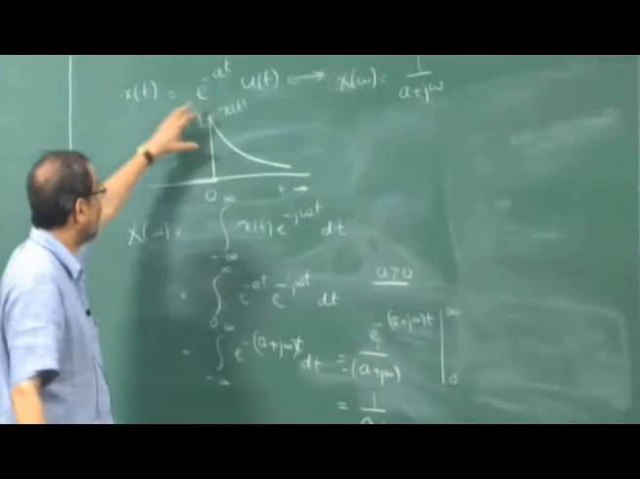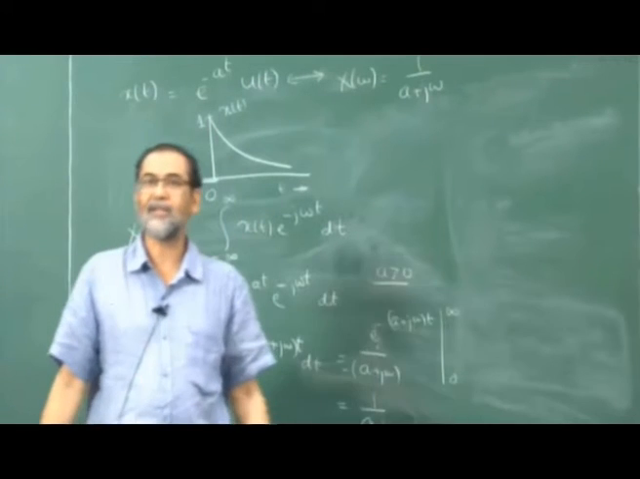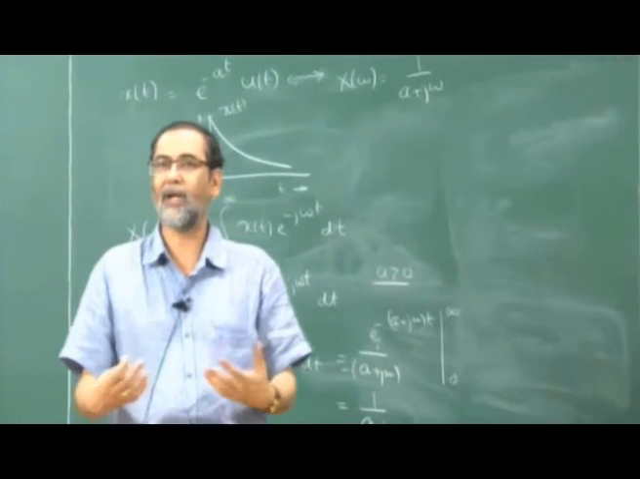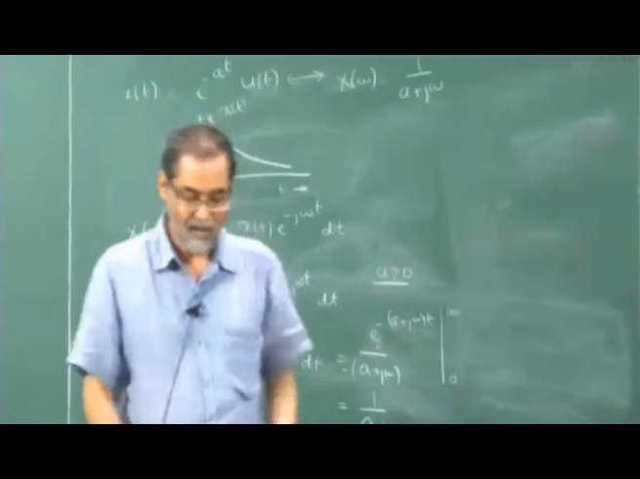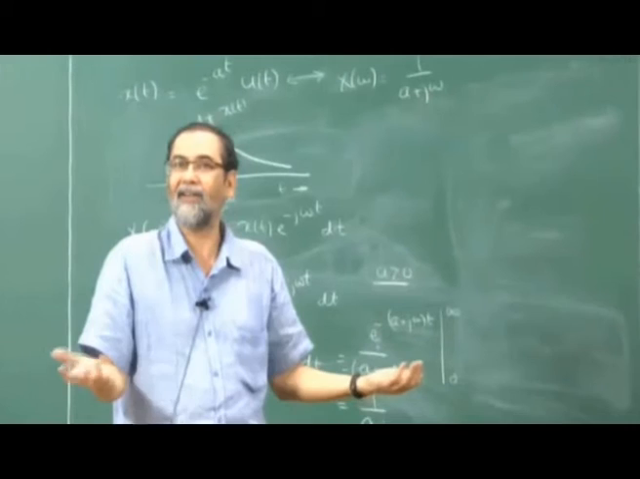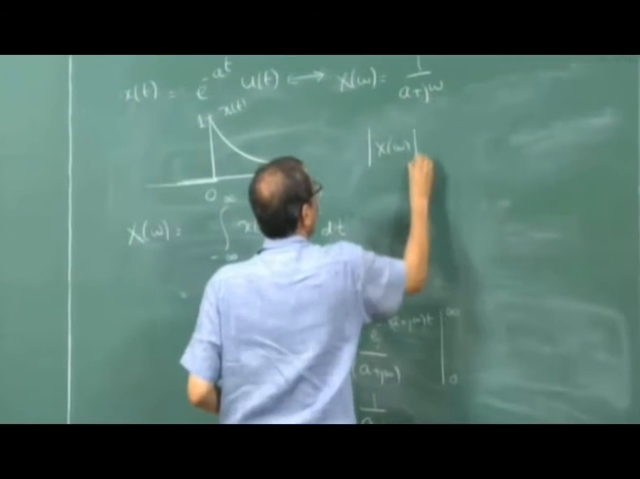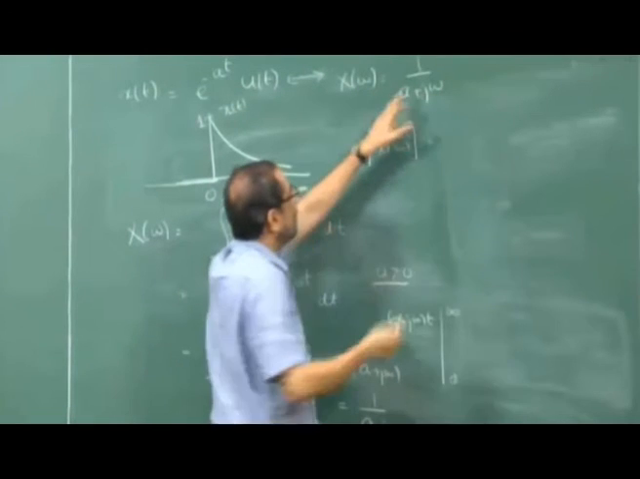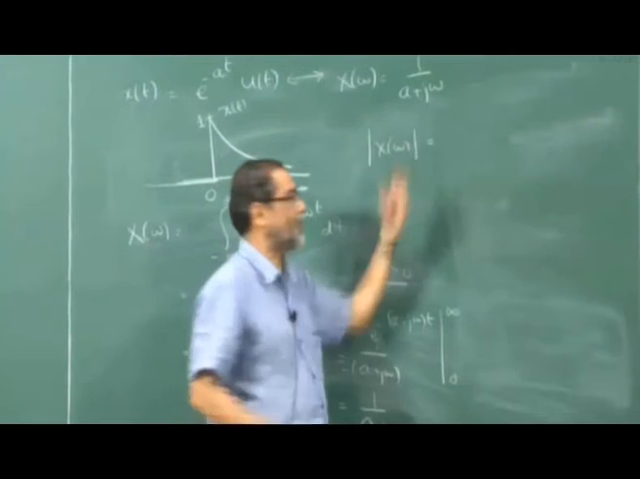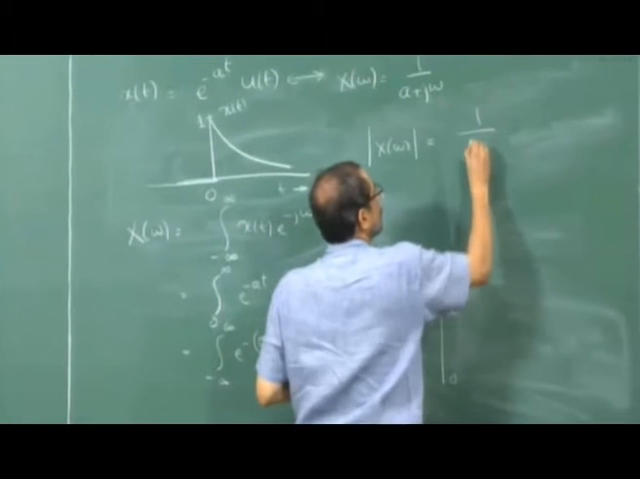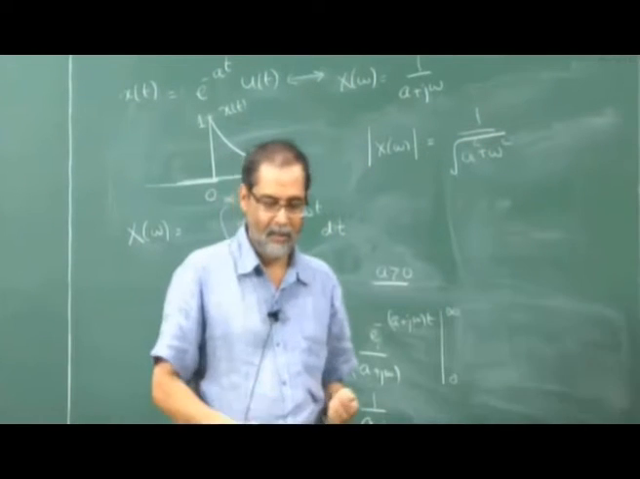x of t is real, but its Fourier transform is complex. Okay, so because it is complex, I need to worry about its magnitude and phase. Otherwise, I can't plot it. So its magnitude is magnitude of this. Magnitude of numerator is 1. Denominator is a square plus omega square under root. So it is 1 by a square plus omega square under root, right.